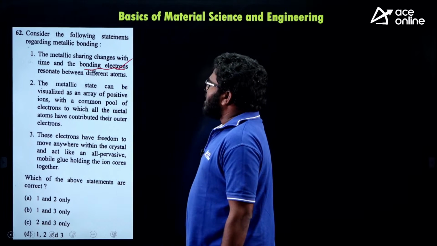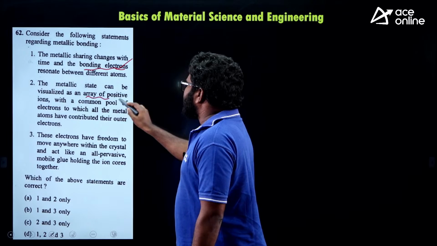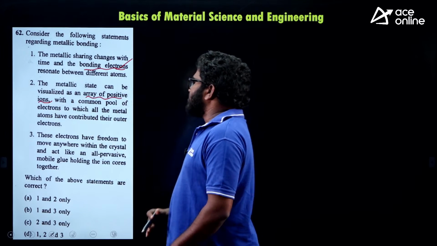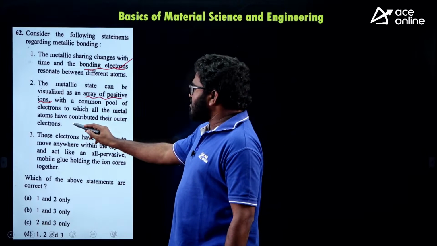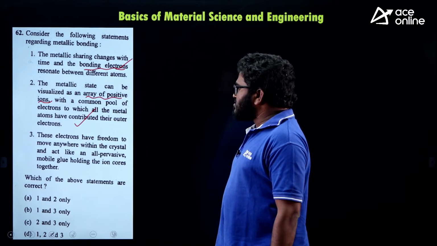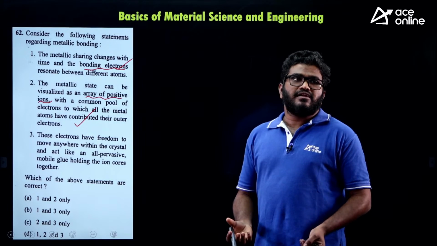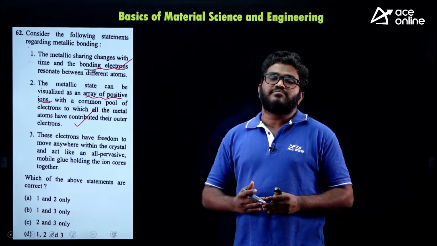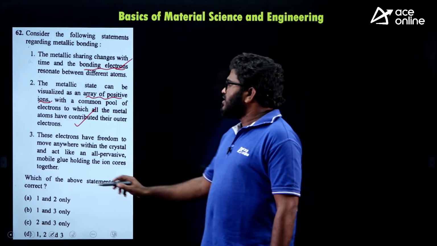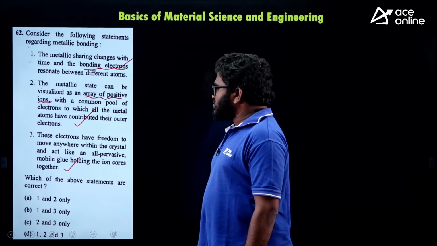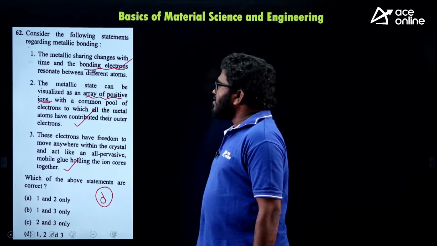This is correct. And the second statement is also correct, because an array of positive ions is surrounded by a sea of electrons, which contributes to electrical conductivity. The third statement is about the electrons' freedom to move anywhere. Within the metal, valence electrons will move from one atom to another atom. So the third statement is also correct. All three statements are correct for this question, so D is the correct option.